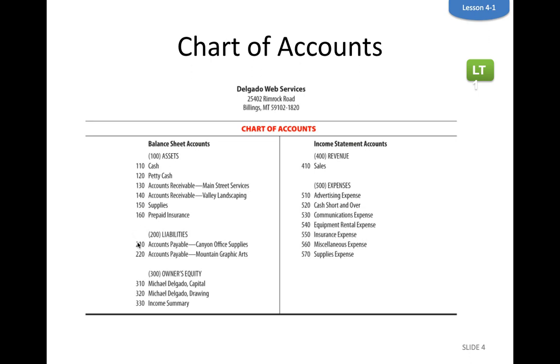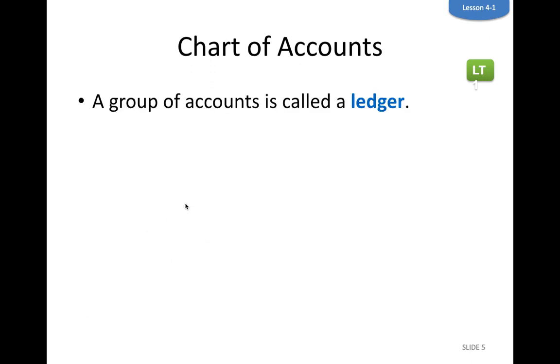Any account starting with a 2 is going to be a liability. 3 is owner's equity, 4 revenue, 5 expenses, and then these are further broken down into tens. So 110, so 10 is cash of the asset accounts, 20 is petty cash, 30 is one accounts receivable, 40 is another accounts receivable, and so forth. And again, there is a specific reason why that is done, and we'll get to that in just a second.